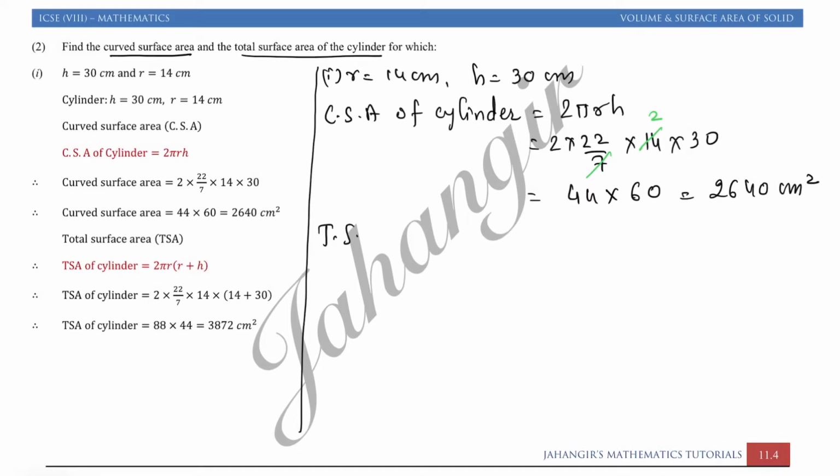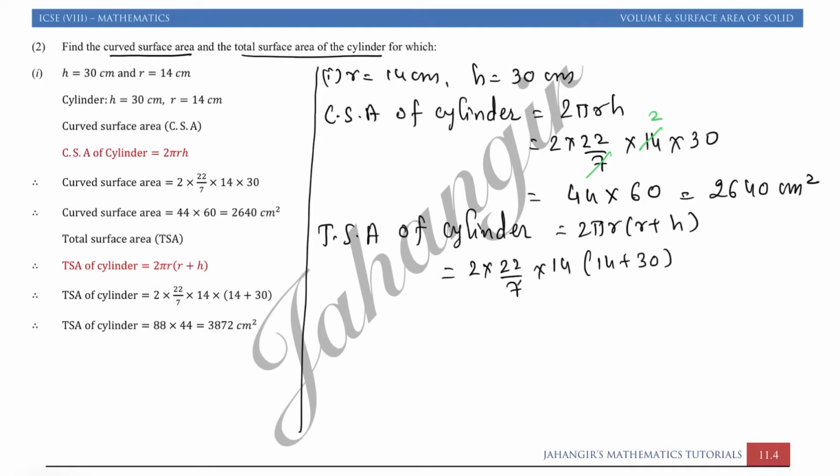Now TSA of cylinder. The formula is 2 pi r bracket r plus h. We can write 2 into 22 by 7 into radius is 14 into 14 plus 30. 7 ones are 7 twos are will get cancelled. 44 into 2 into 30 plus 14 is 44. So 88 into 44 is equal to 3872 centimeter square.